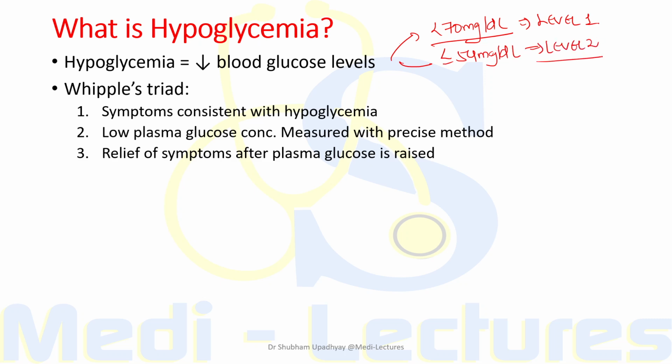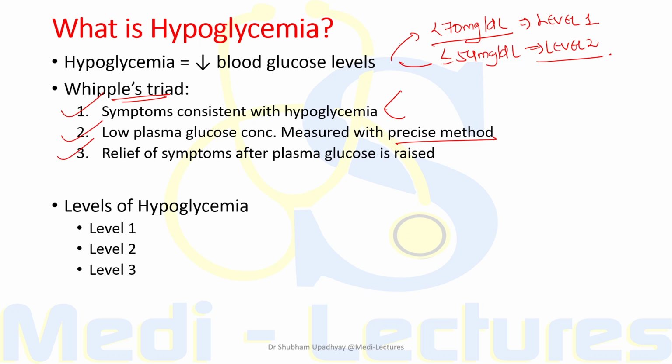level 2 of hypoglycemia. Now, hypoglycemia may be documented by Whipple's triad, or better to say, Whipple's triad must be fulfilled to diagnose hypoglycemia. It includes symptoms consistent with hypoglycemia, which can be neurogenic symptoms and neuroglycopenic symptoms, which we will discuss later. There should be low plasma glucose concentration at the time of symptoms, which should be measured with the precise method. And finally, there should be relief of symptoms after the plasma glucose is raised, either by oral or parenteral glucose therapy or by glucagon therapy.